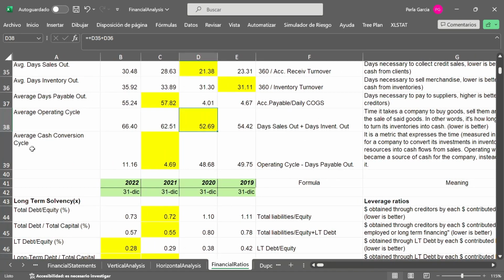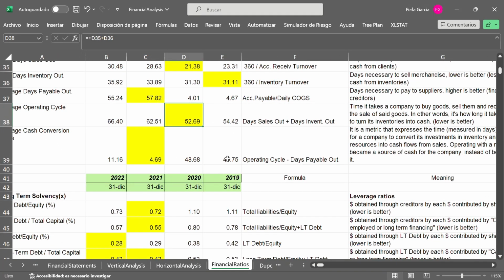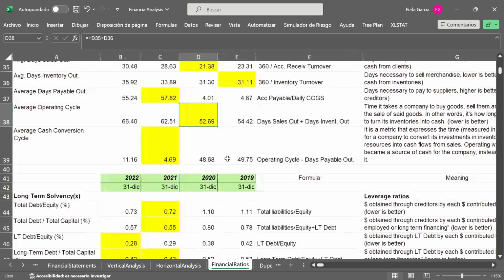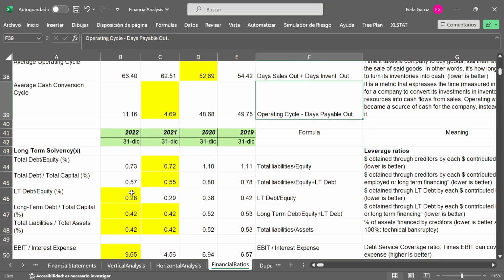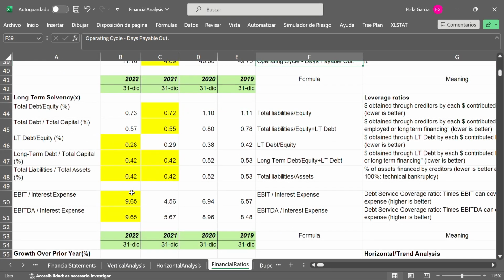Then the cash conversion cycle is a metric that expresses the time it takes the company to convert all of the money invested in inventory and in credit sales, how many times this cycle repeats, and it is also reduced by the days payable outstanding, because in this time, as I said, the company can use this time to produce profitability or to invest in other assets, fixed assets or current assets. So the other one is the long-term solvency.